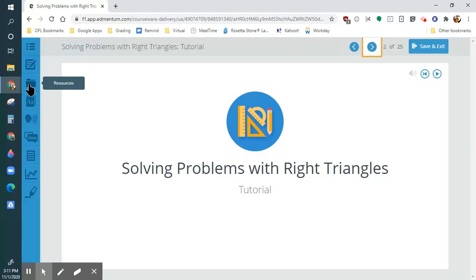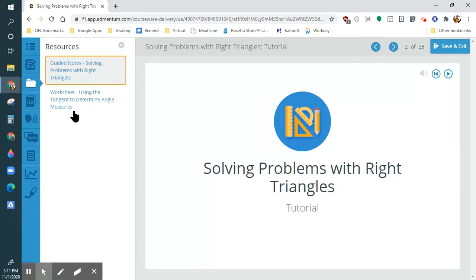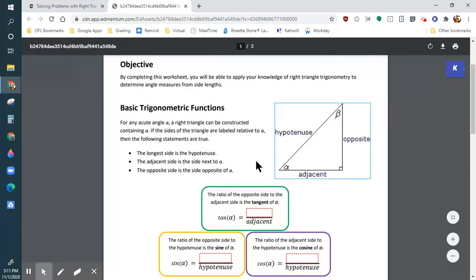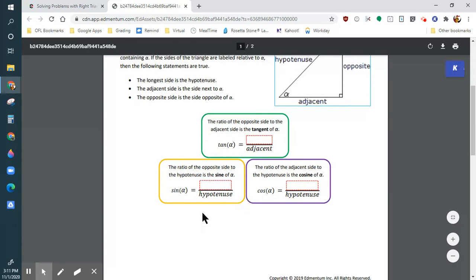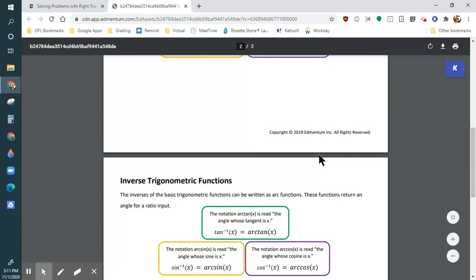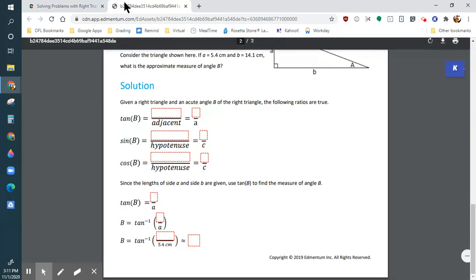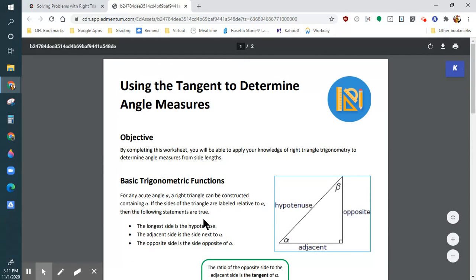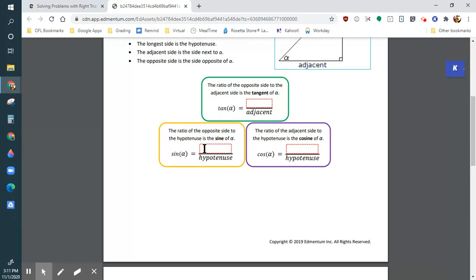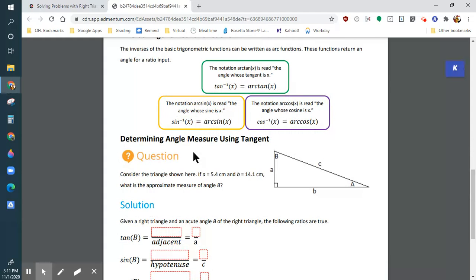As always, guys, hit this little folder for the resources. Using this worksheet is actually very helpful. That way you can identify this. I highly recommend filling this worksheet out. It's really going to help you when it comes to solving trig problems, especially with SOHCAHTOA and inverses.